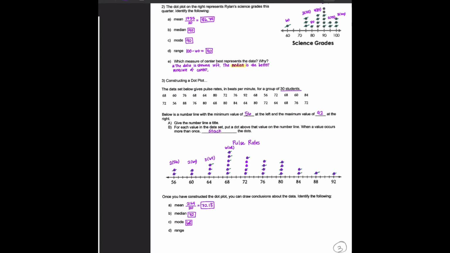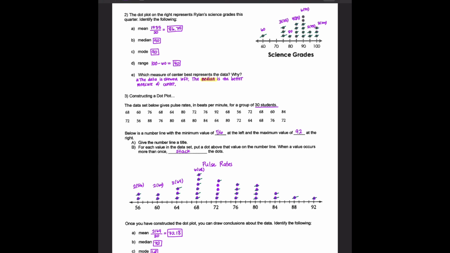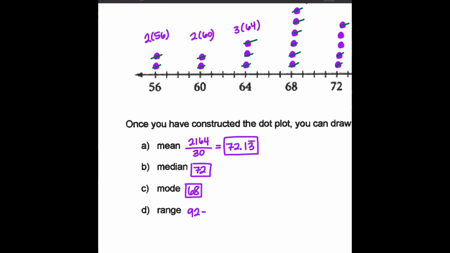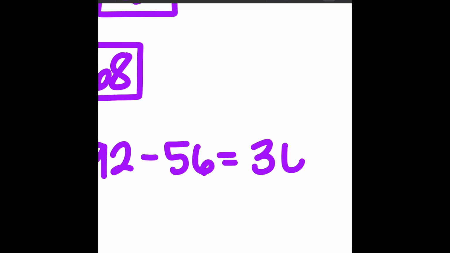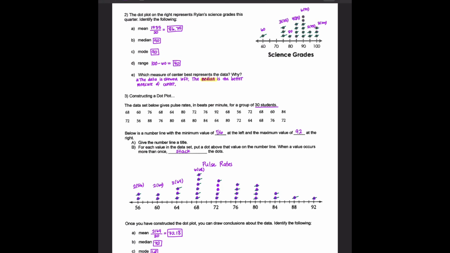And finally, the range. So how spread out the data is. So we're going to start with our biggest data point, 92, and subtract from that the smallest, 56. 92 minus 56, when I put that into my calculator, I get 36. So 36 is our range.